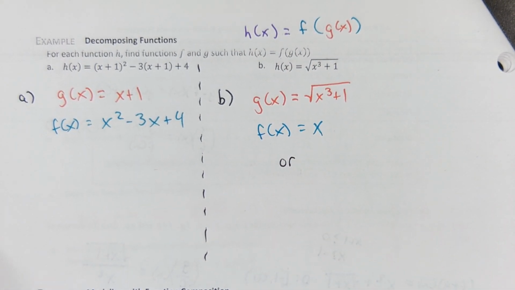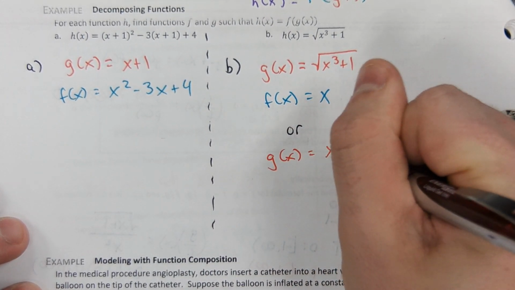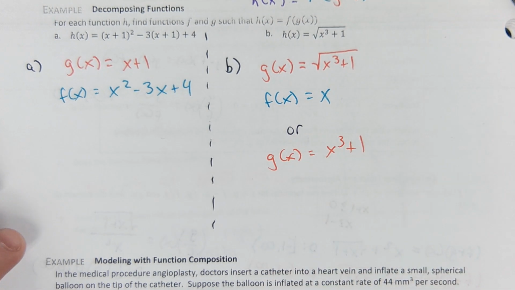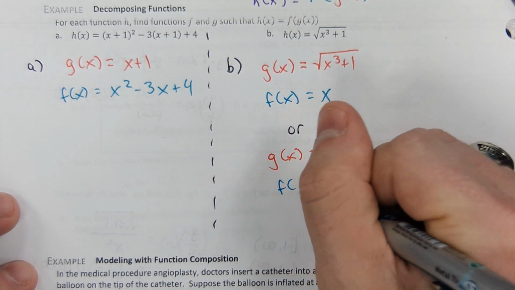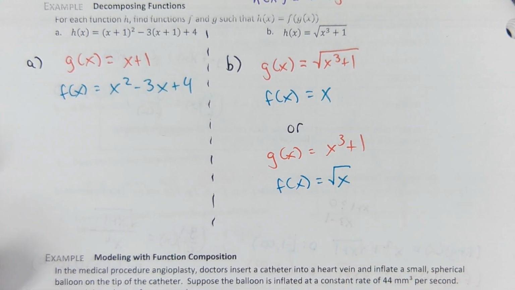Okay, Mark. That's what I was hoping to hear, but yeah. And that would make the f of x square root of x. There you go. Yeah. I was hoping that you would go for that one.